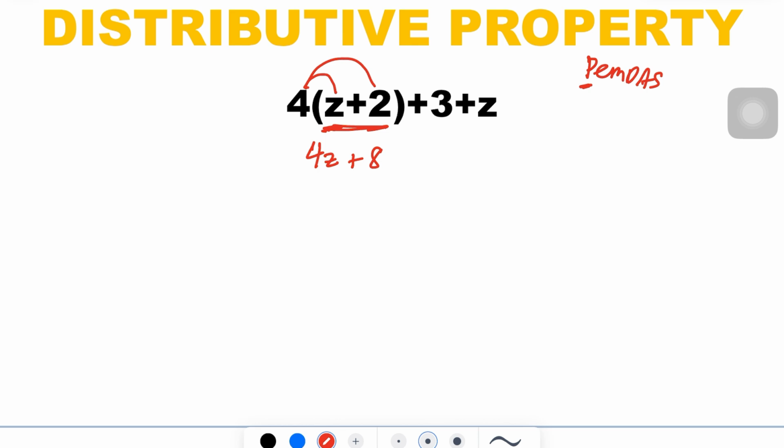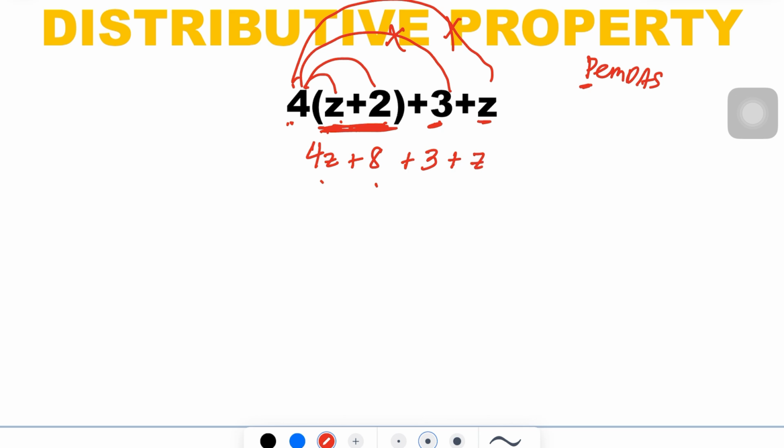Can we distribute the 4 to the 3? No, we cannot. Only the one inside the parentheses. There's no parenthesis there; it's not part of the quantity. The 3 and the z are not part of it, so we cannot distribute the 4 to the z as well. Going back: 4 times z, 4z, 4 times 2, 8. And then copy 3 plus 3, and then plus z.